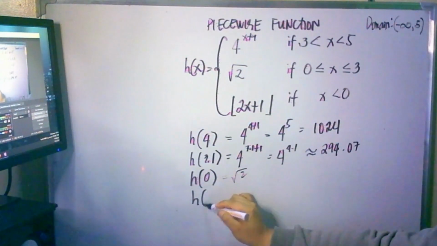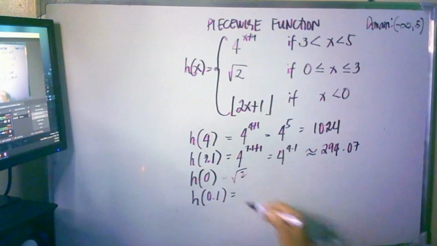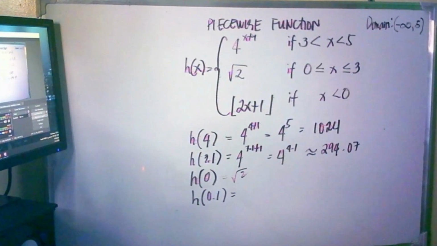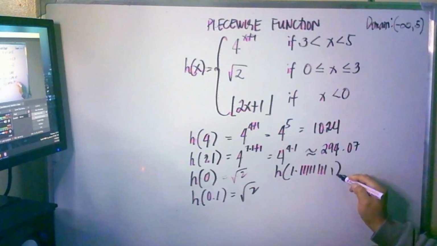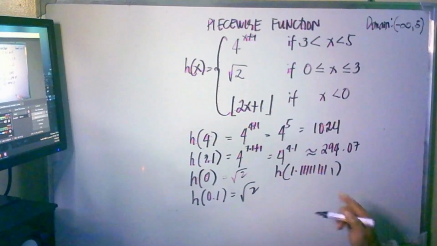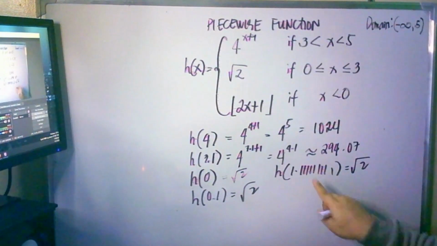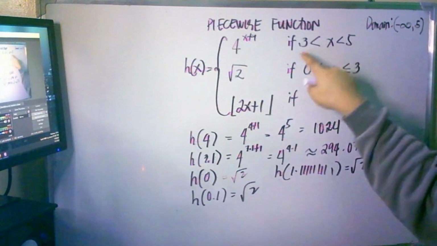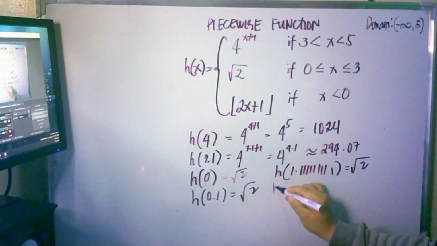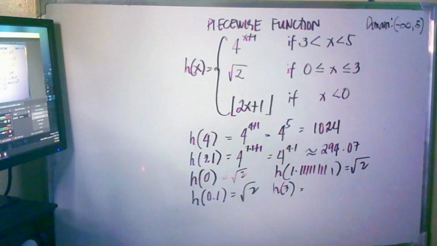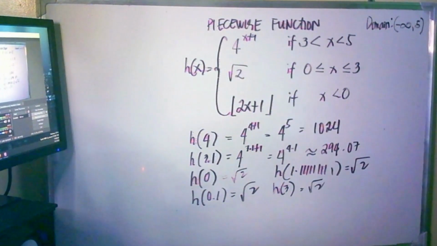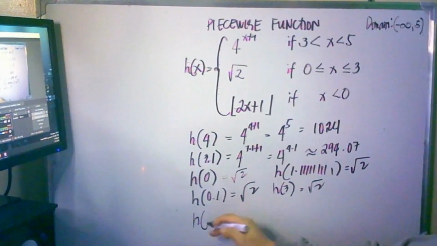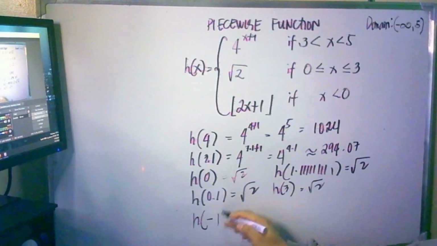So if I ask you what is the value of h of 0.1? Square root of 2, sir. Square root of 2. H of 1.11111111. Square root of 2, sir. Square root of 2 because this number is still included in this second piece. How about h of 3? Square root of 2, sir. Square root of 2 pa rin siya lang. So walang actually i-compute dito because this is just a constant function. That's the second piece.